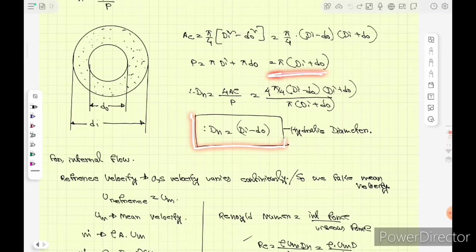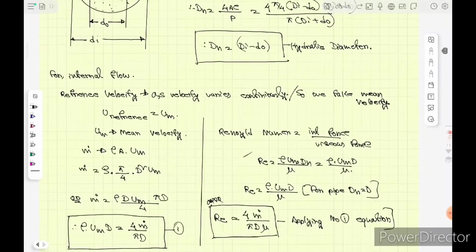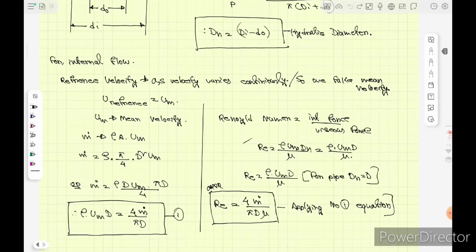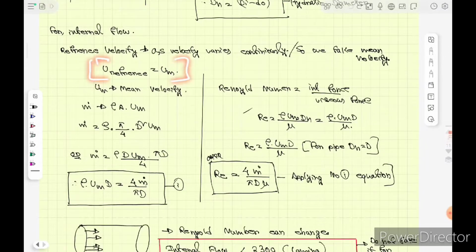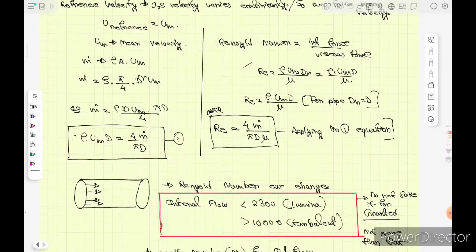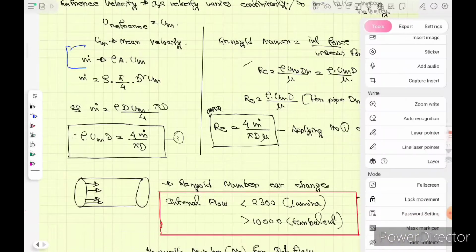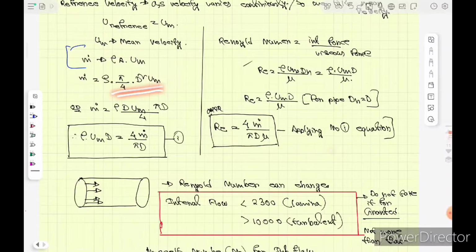What is internal flow? The reference velocity: as velocity varies continuously, we are taking the reference velocity as the mean velocity. So the mass flow rate equals rho A times um, the mean velocity. From there m dot we are taking this, and um, why are we taking it, you will see in a later moment.